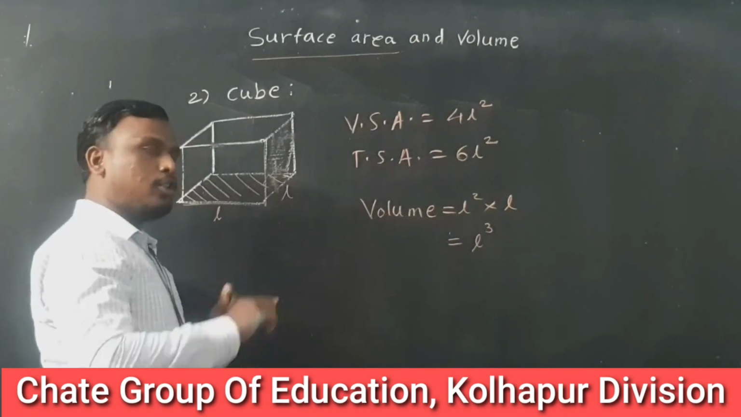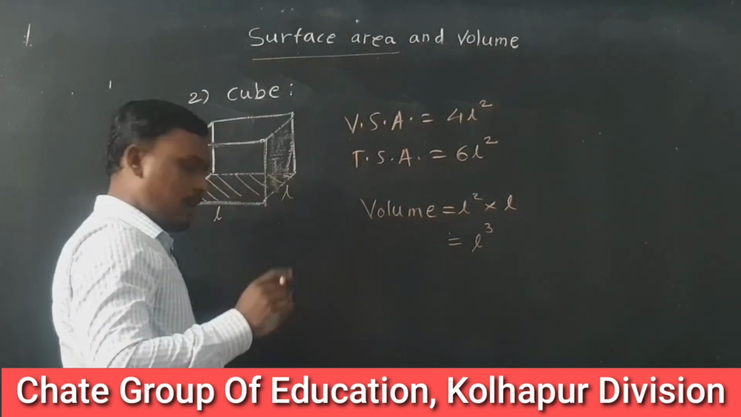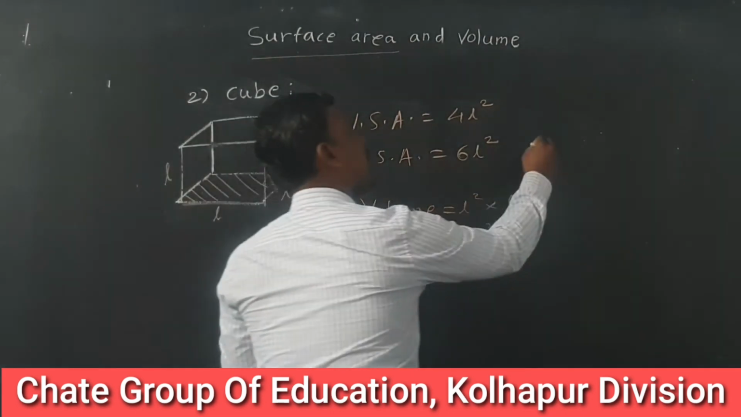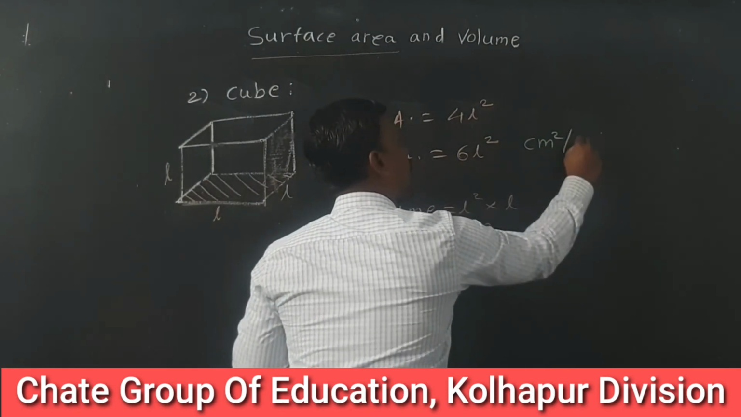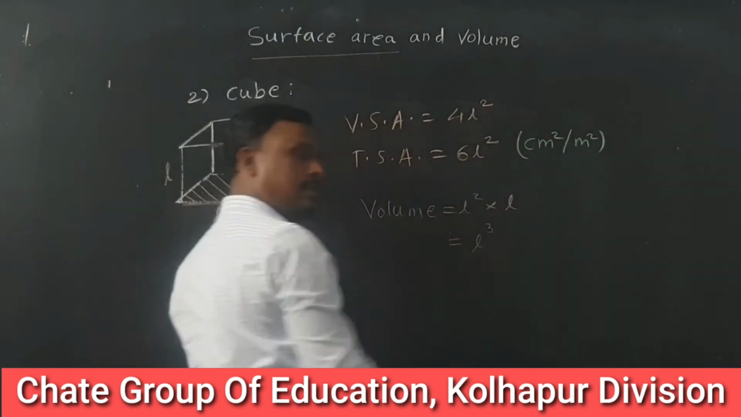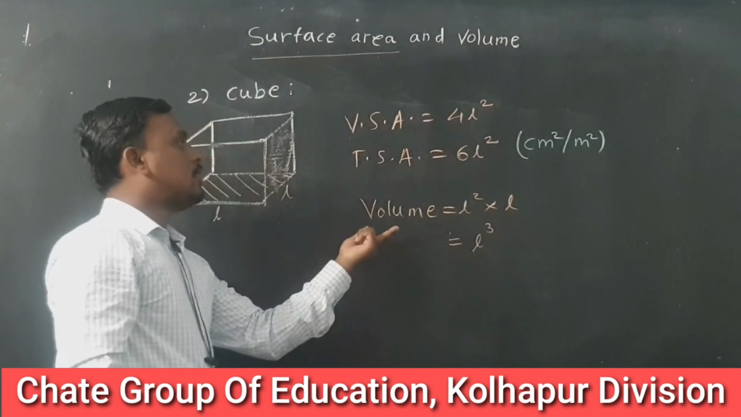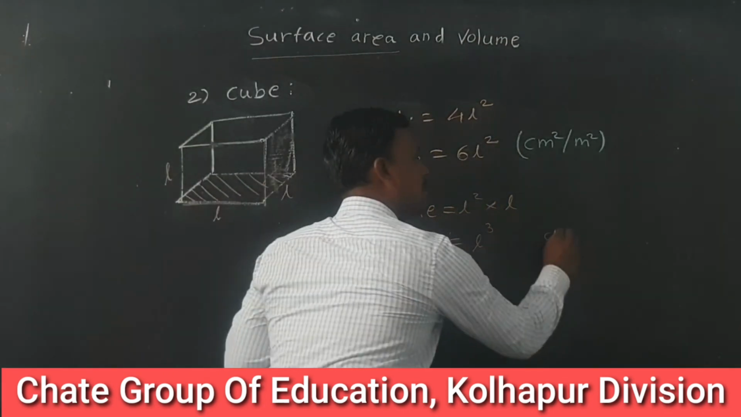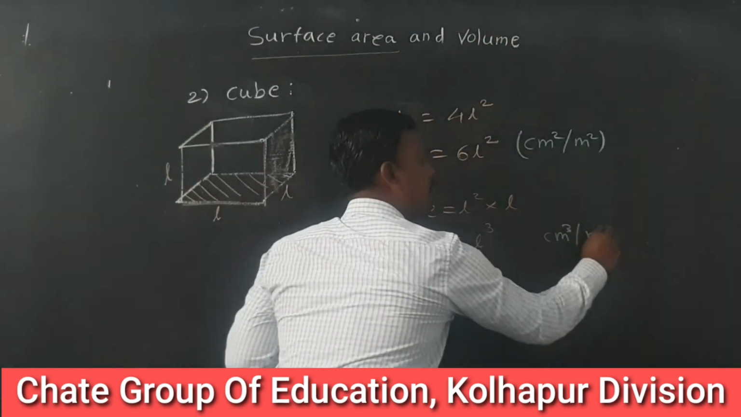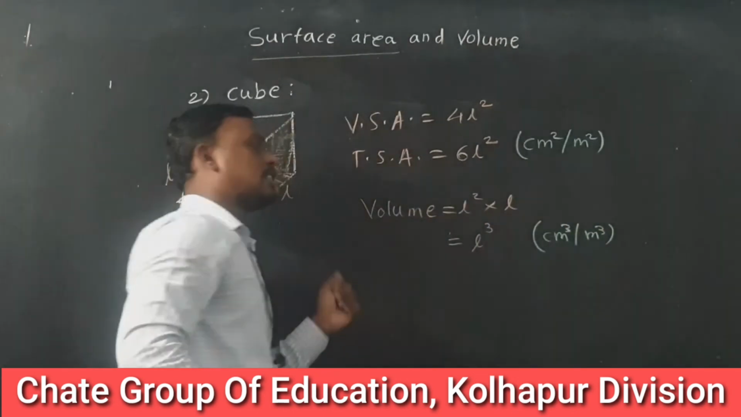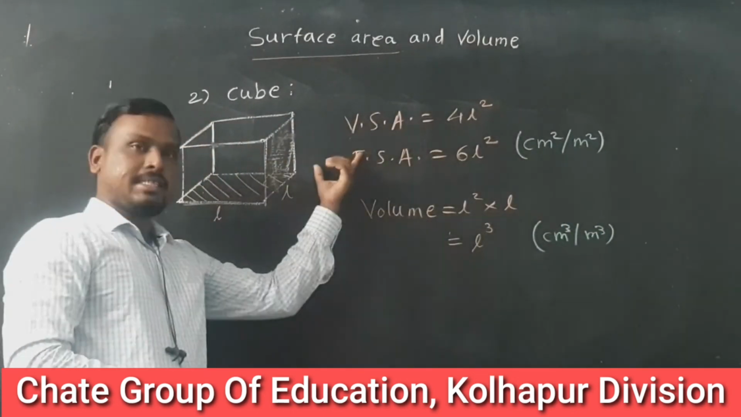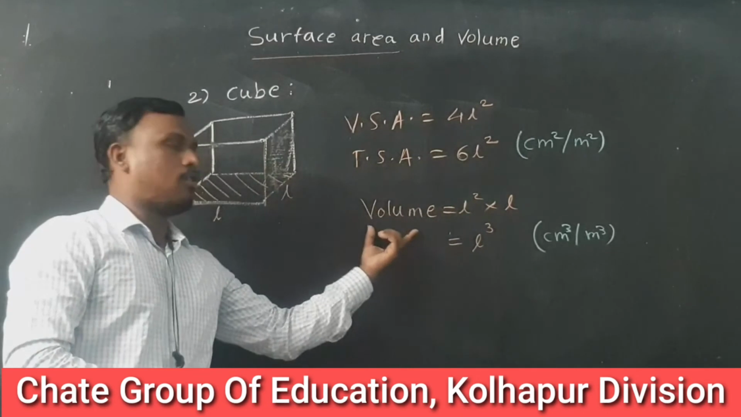Now again we will see the units also. For area, I told you the unit is always centimeter square or meter square. Okay. Then for volume, what is the unit? The unit is always centimeter cube or meter cube. So this is called the surface area of a cube and volume of a cube.